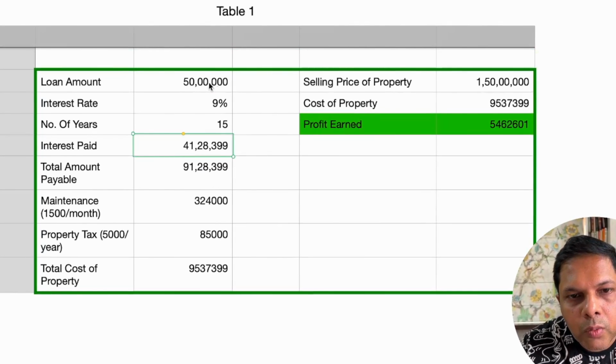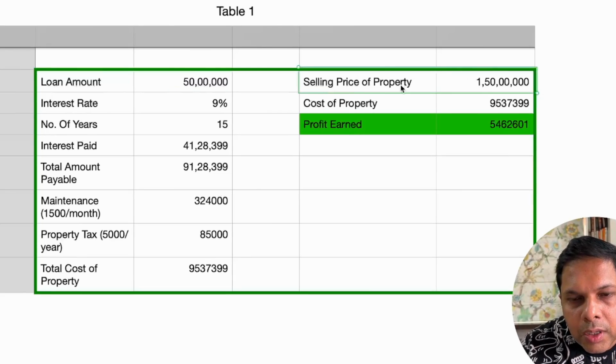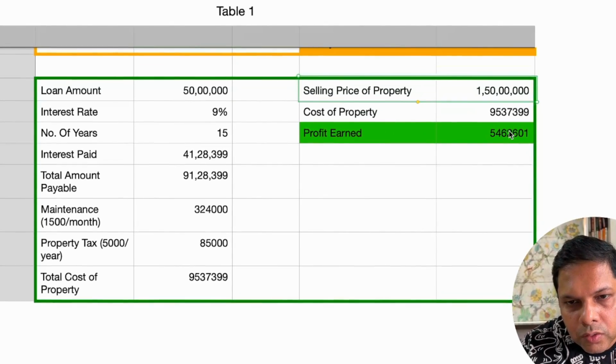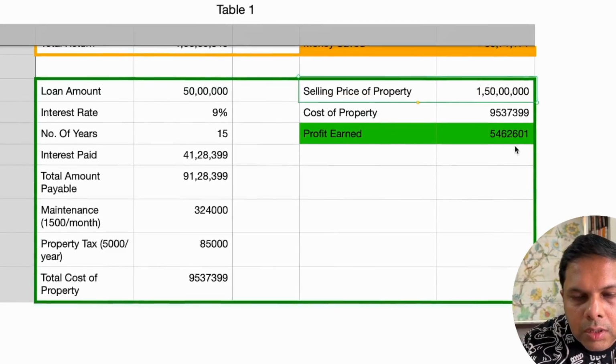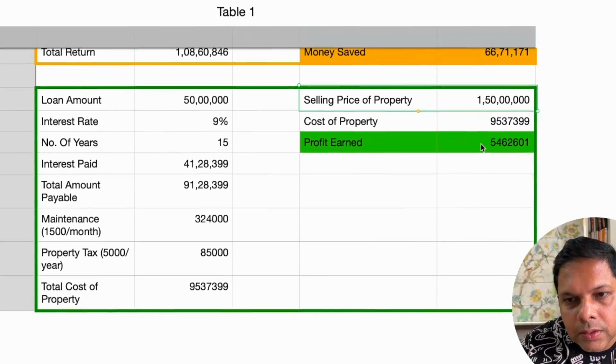Now, over here, what I'm assuming is that over a period of 15 years, the person has bought a property for a price of 50 lakhs, and after 15 years the person is selling the same property for 1 crore 50 lakhs. So the property has grown by 3 times in a span of 15 years. If we deduct the cost of the property, the return on the investment would be to the tune of 54 lakh 62,000 rupees, right? So this is the return that the person has made. You are more than welcome to deduct the tax that would be applicable on the capital gain here.